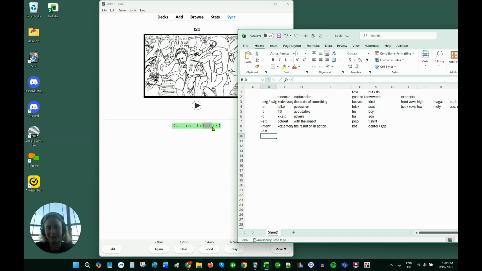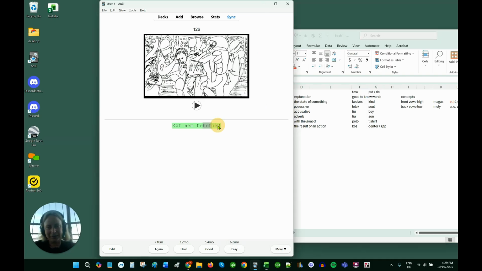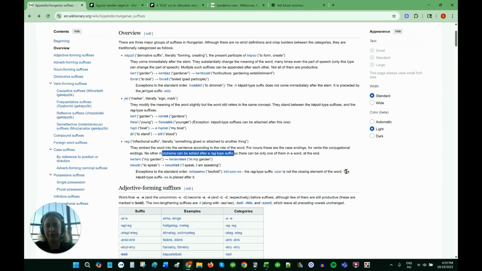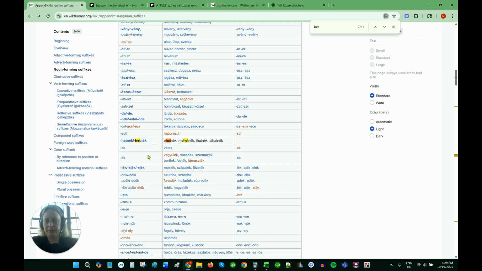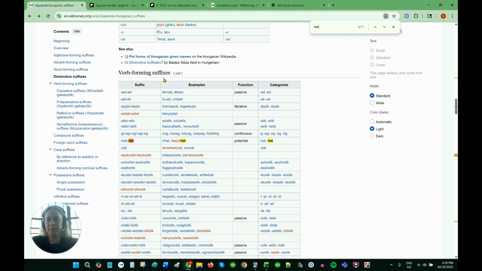Okay, so after it, guess what type of suffix is after it? This is a rag type suffix. So this is just a center type suffix. Let's go back to the page and see what they say about het. There it is. Verb forming suffixes, hat, het, and it means potential.